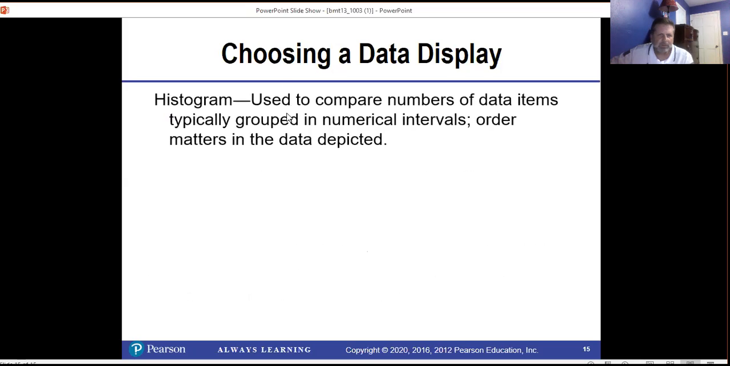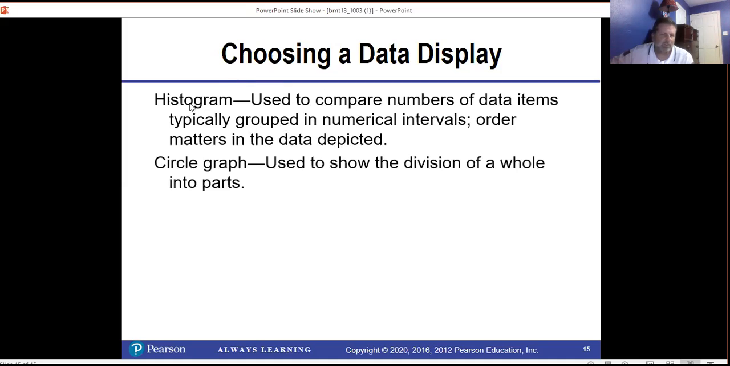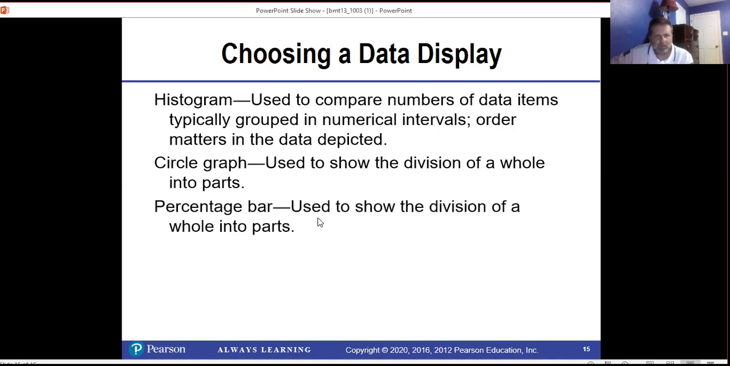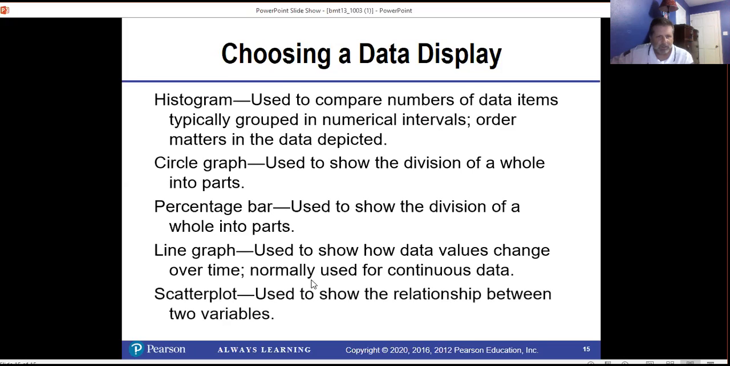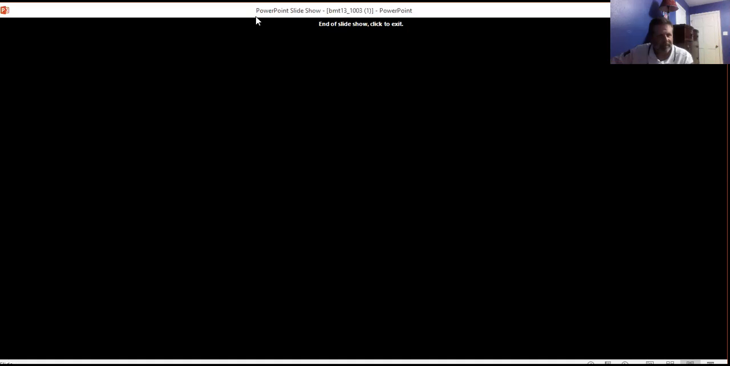Histogram, these are like bar graphs, but they're connected together. This is used to compare numbers of data items, typically grouped in numerical intervals ordered. So these have numerical intervals. Now don't forget histograms, bar graphs, you can do doubles, right? Circle graphs to show the division of a whole, if you want to do parts of a whole. Percentage bar, I don't use a whole lot of percentage bars. Line graph to show how things change over time, continuous data. Scatter plots to show the relationship between two variables. Okay, and that is it.